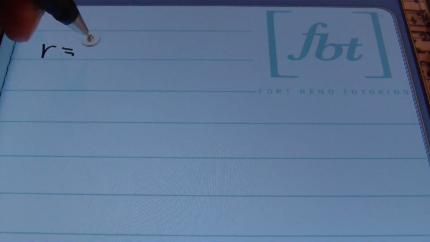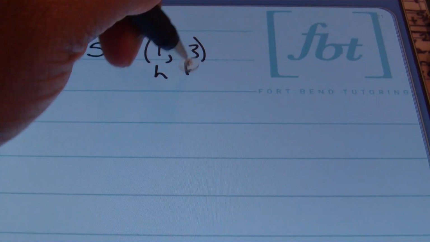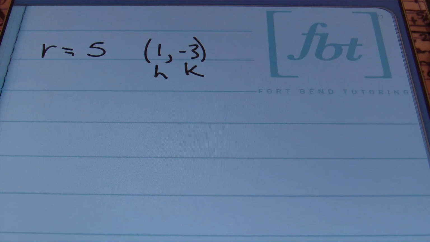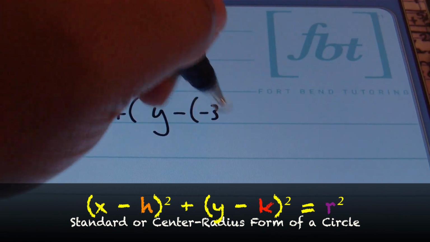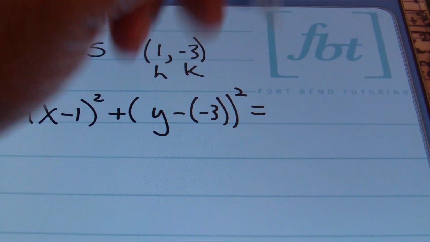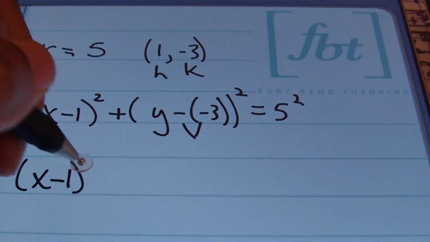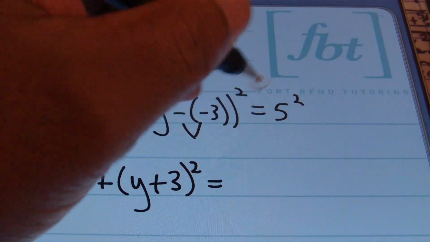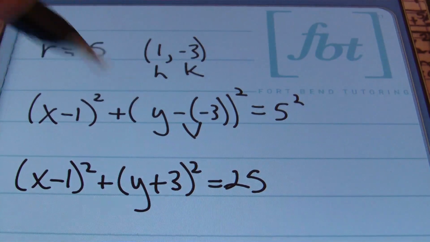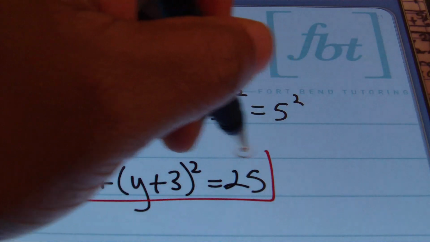All right, so what have we learned thus far? We've learned that we have a radius that's 5. We also have a center of 1, negative 3. That's my h and my k value. So now that I have all this information, using the center-radius form, we'll have x minus 1 squared plus y minus negative 3 squared, and that equals 5 squared. Combining our signs here, we'll have x minus 1 squared plus the quantity y plus 3 squared equals 5 squared, which is 25, and this is the center-radius form of our final problem. Boxing it up, ladies and gentlemen.